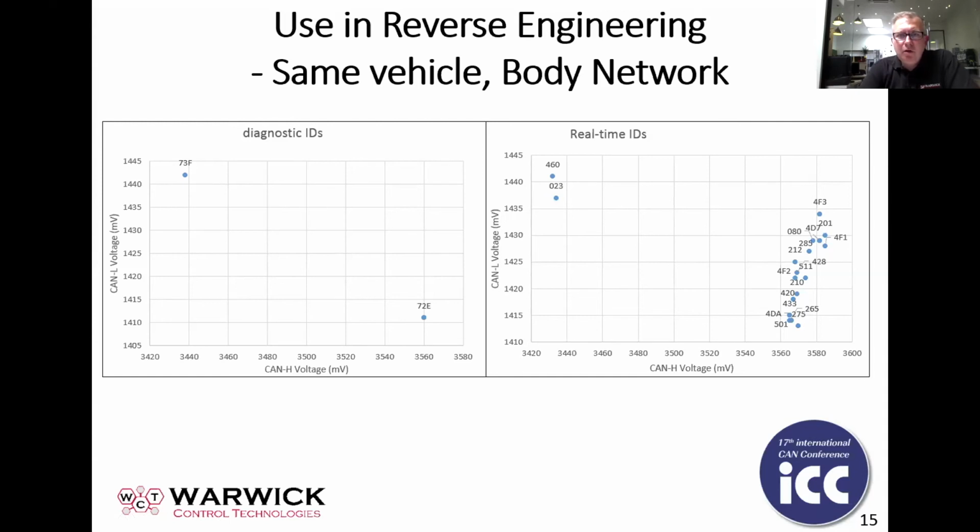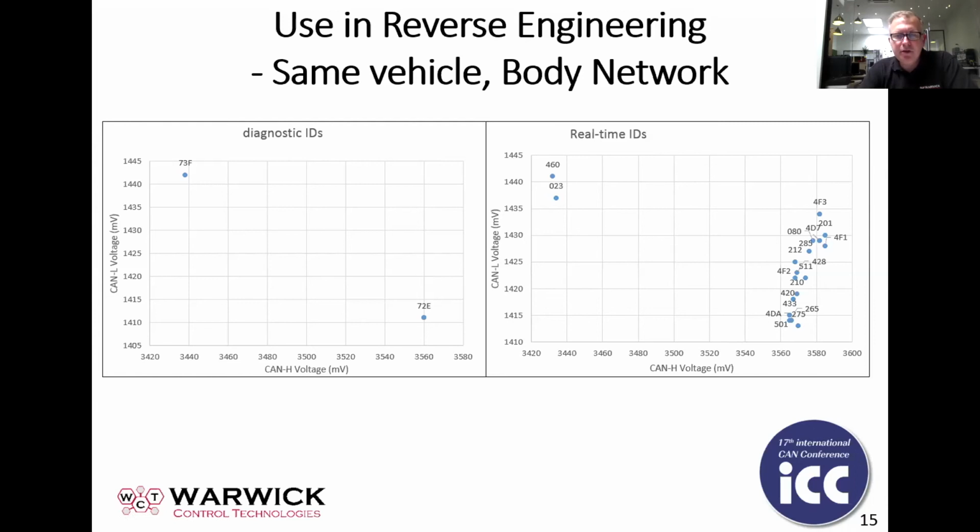Then we've got one on a body control system from the same vehicle. This one had a very simple diagnostic setup. It only had 2 ECUs respond to diagnostics. You can see we've got 73F, which clusters quite nicely with 2 IDs on the top left part of the right-hand cluster plot. And then with 72E, you can see that there's another cluster there, but a bit more spread out. Now, this does not give a definitive answer.